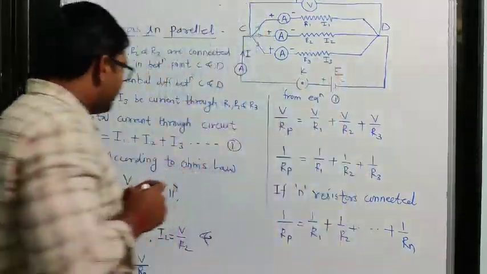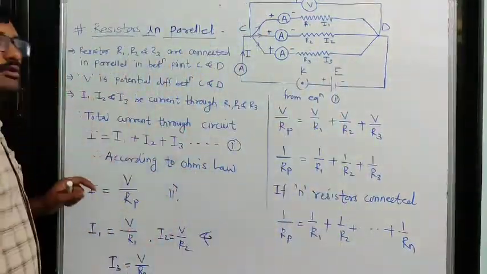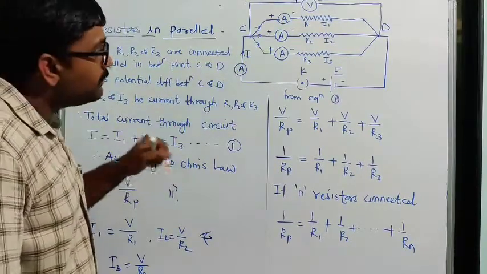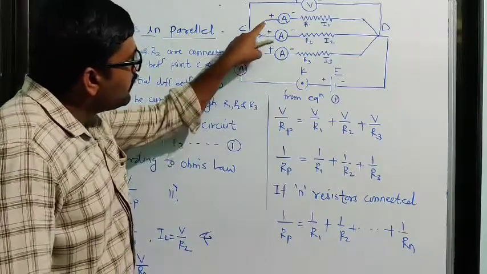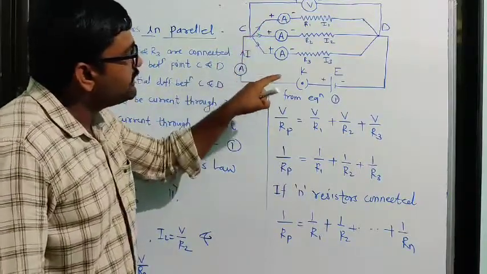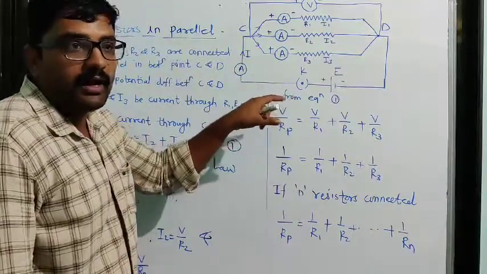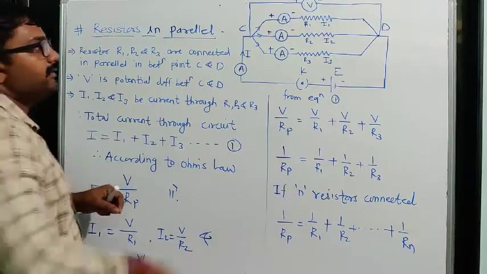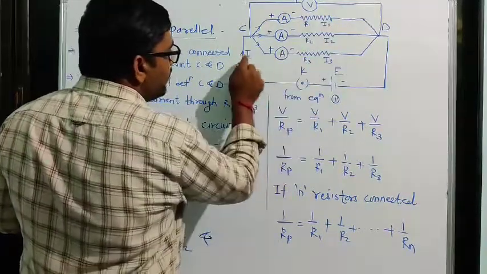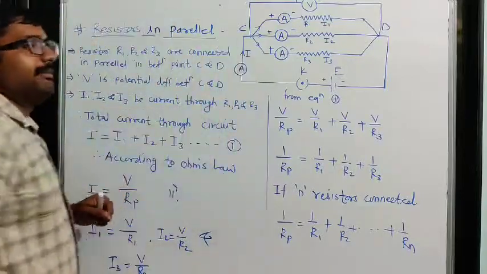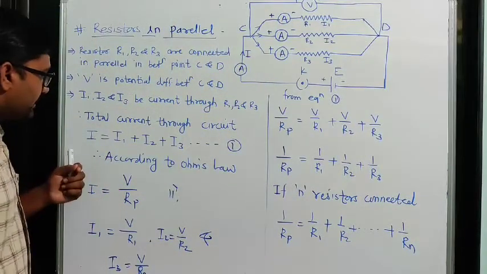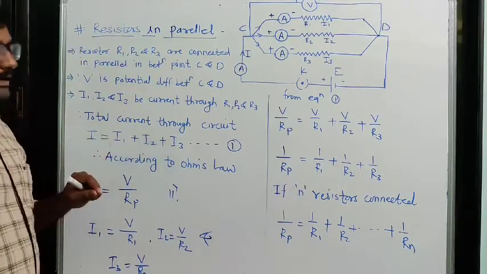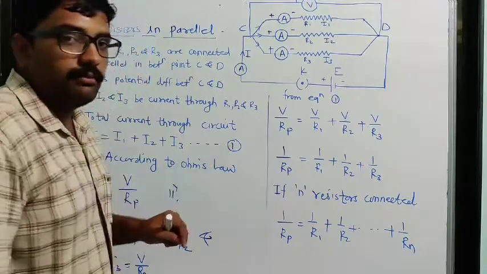So we can say that the total current through the circuit will be equal to how much? That is the I. But this I current came here, and after that it splits into three ways: I1, I2 and I3. So if we take the addition of I1, I2 and I3, that will be equal to this capital I. So we can write here capital I will be equal to I1 plus I2 plus I3. We call it equation number 1.